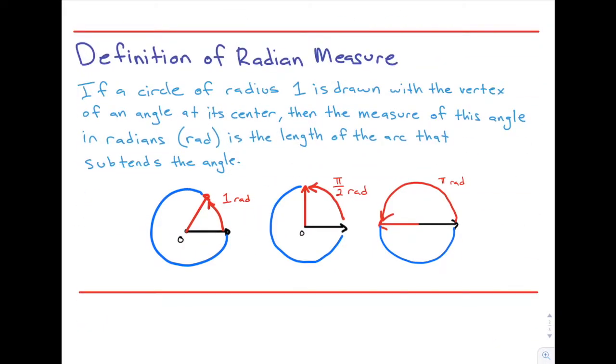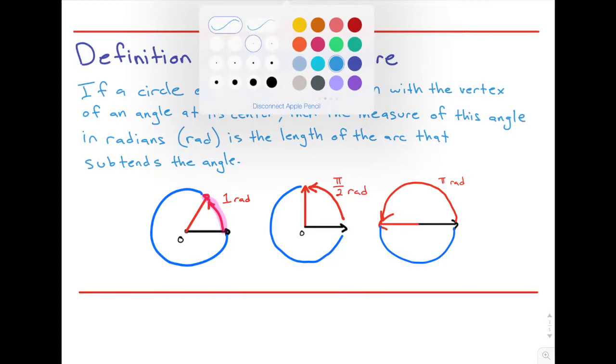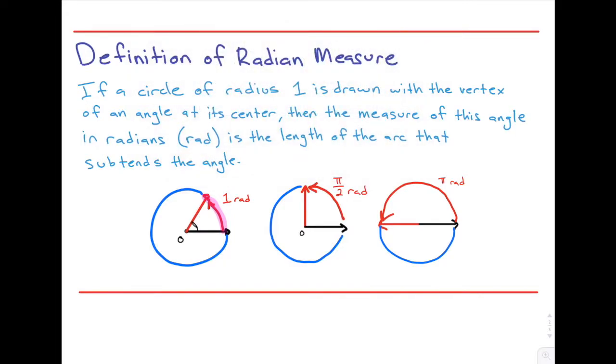The definition of radian measure. If a circle of radius 1 is drawn with the vertex of an angle at its center, then the measure of this angle in radians, abbreviated as RAD, is the length of the arc that subtends the angle. So the length of the arc that subtends the angle is this bit right here. Looking at our leftmost circle, it's this bit here. That's the length of the arc that subtends this angle right here.